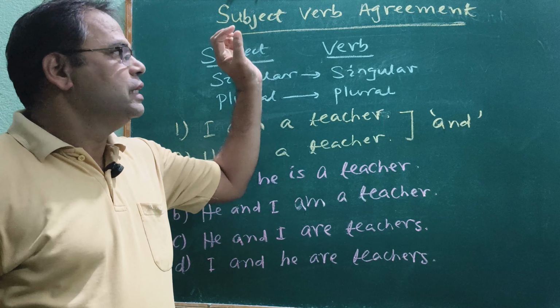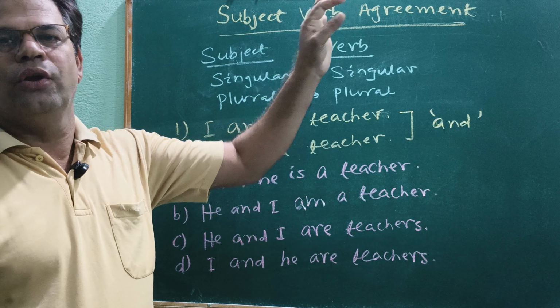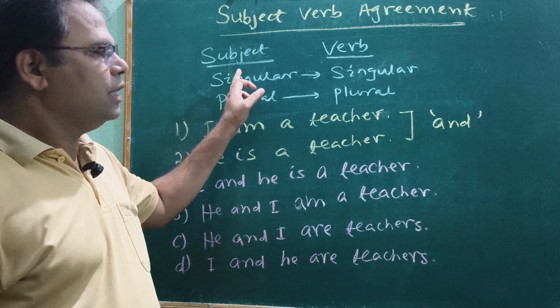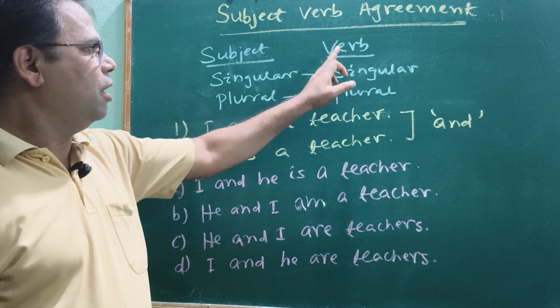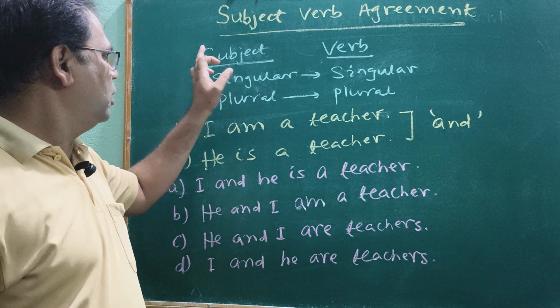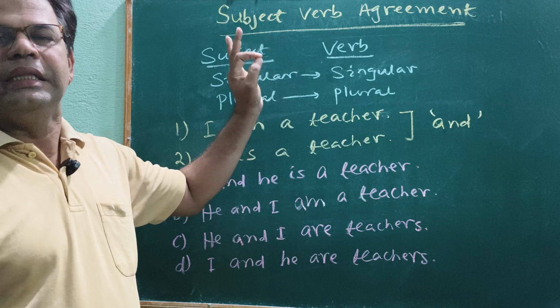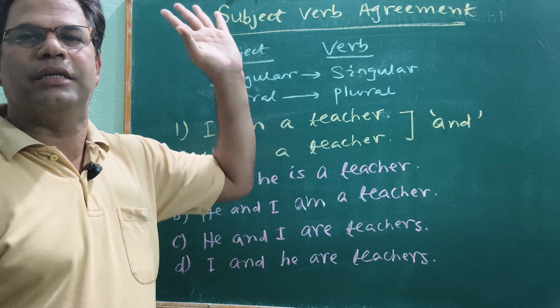Now we are going to learn subject verb agreement. Subject verb agreement. What is this? When the subject is singular, the verb must be singular. And when the subject is plural, then the verb must be plural. This is subject verb agreement.